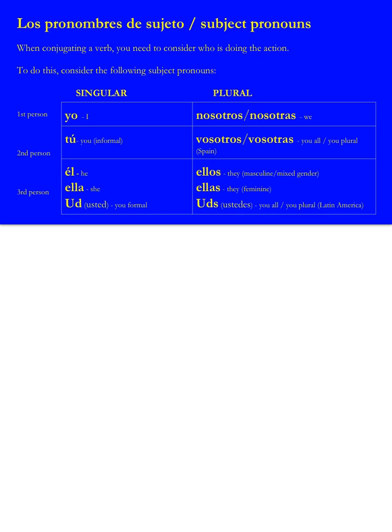Verbos en el presente are present tense verbs. When conjugating a verb, you need to consider who is doing the action, which would be the subject. In Spanish, we have the subject pronouns. They fall into two categories, singular and plural, and then they're first person, second person, third person.